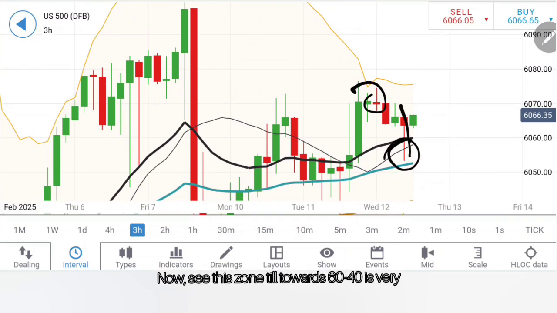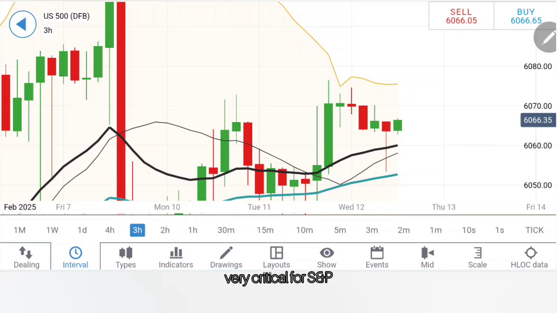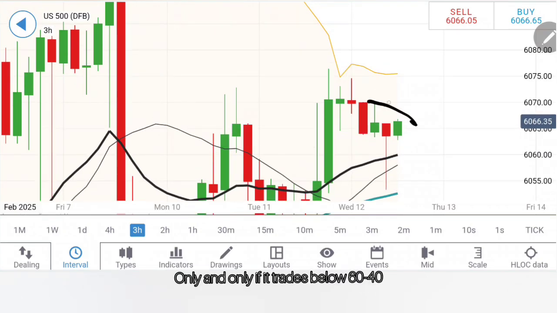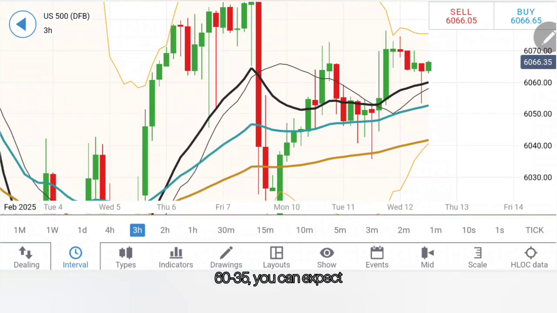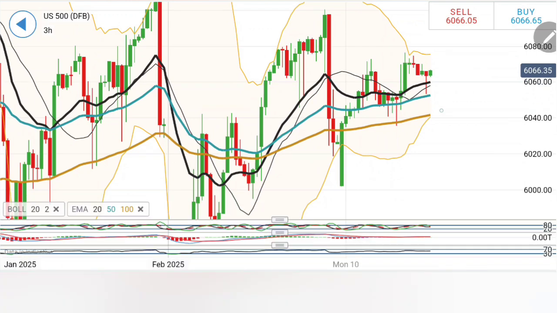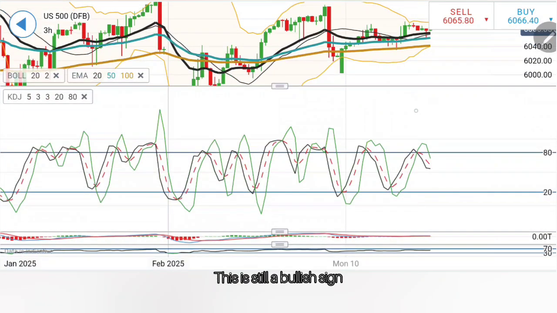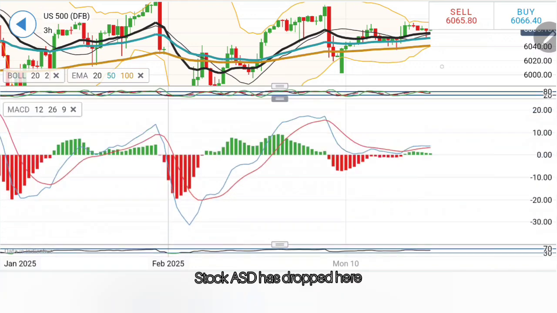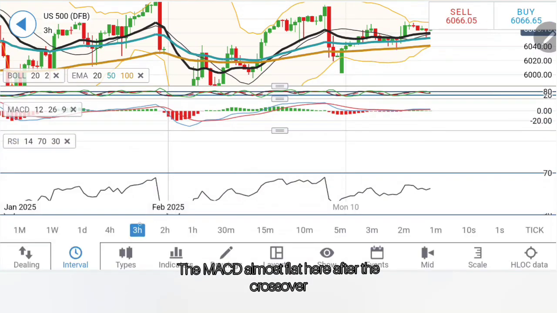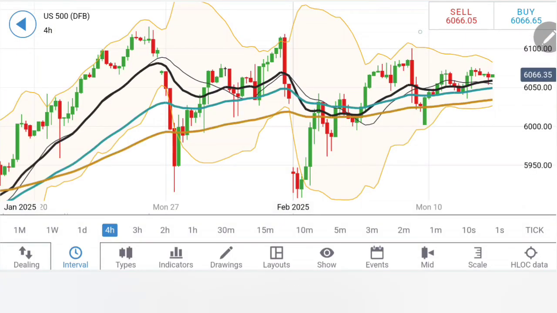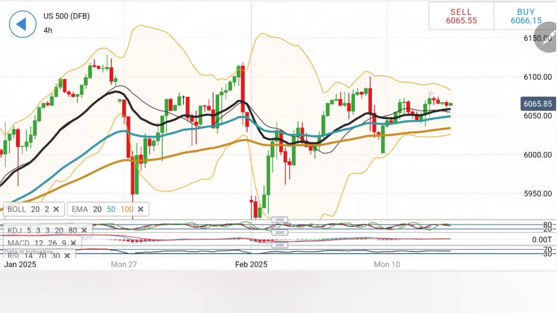Now see, this zone till towards 6040 is very critical for S&P. Only and only if it trades below 6040, 6035, you can expect that the bears are taking over. Else it is still not bearish. Look at the moving averages are running parallel. This is still a bullish sign. Stochastic has dropped here. The MACD almost flat here after the crossover. RSI is running flat.